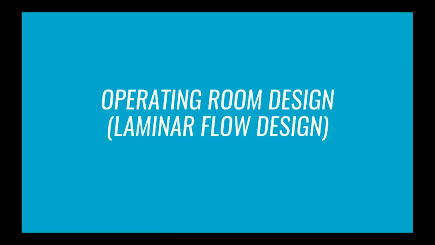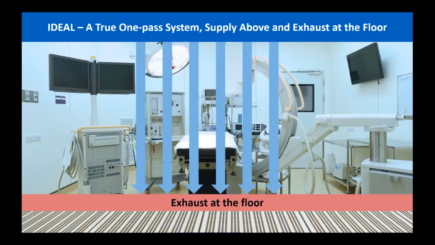Now we will begin to discuss operating room design based on laminar flow design. The image you see here shows an ideal true one-pass system. In this case, your supply would be above the OR table and your exhaust would be built directly into the floor. This would be accomplished via a raised floor, similar to what you would see in some computer rooms.